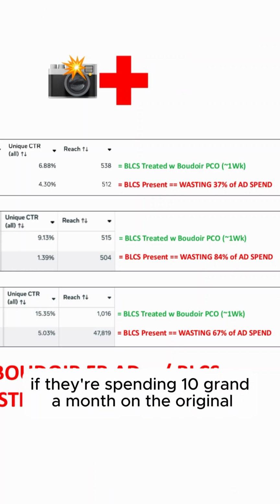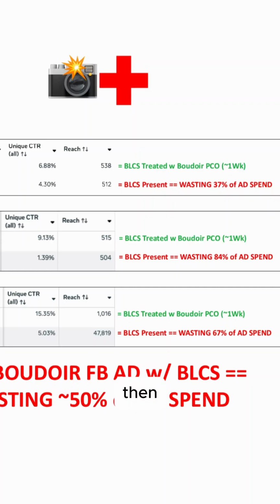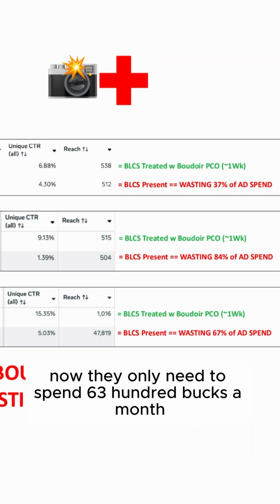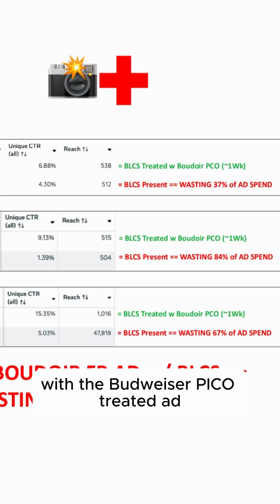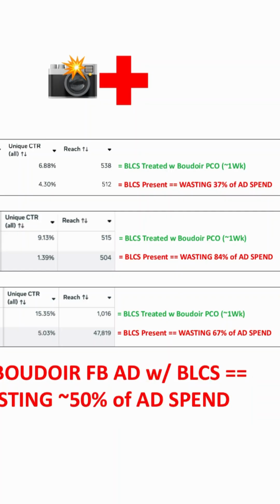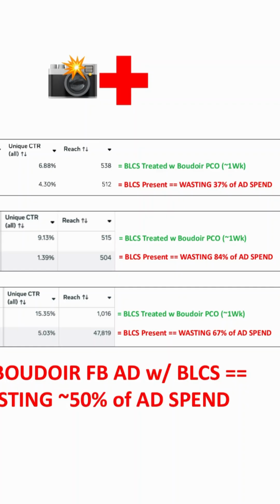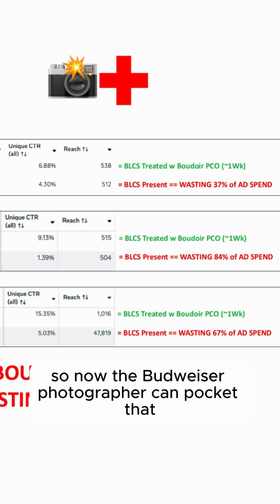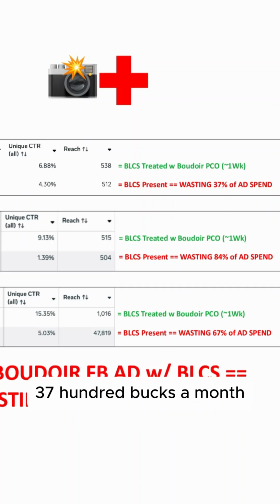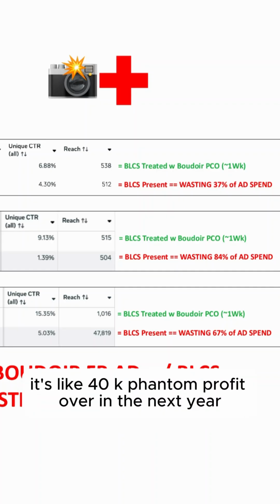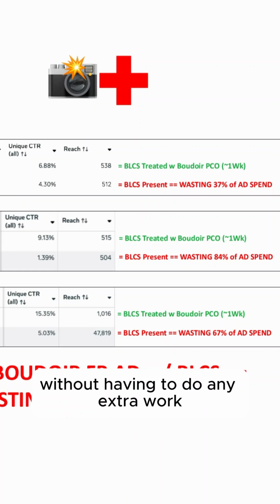So if they're spending 10 grand a month on the original, now they only need to spend $6,300 a month with the boudoir Pico treated ad to actually get their ad into the same number of women's brains in both scenarios. So now the boudoir photographer can pocket that $3,700 a month as kind of like a phantom profit. They don't have to spend it. It's like 40K phantom profit over the next year without having to do any extra work.